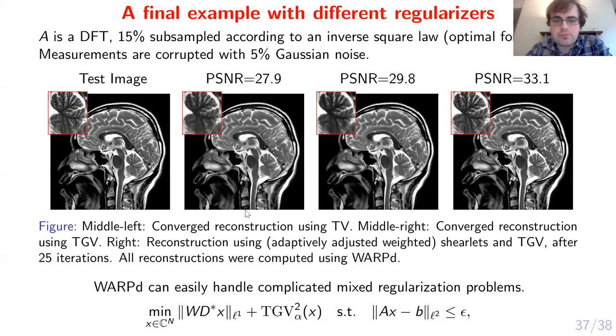Okay, so you can see the staircasing effect here for the TV that's reduced here, and then this is the best reconstruction, and only required 25 iterations of the algorithm to get a good result.